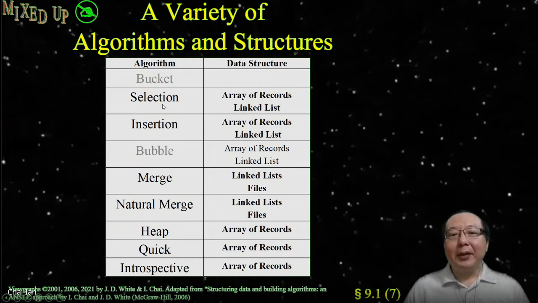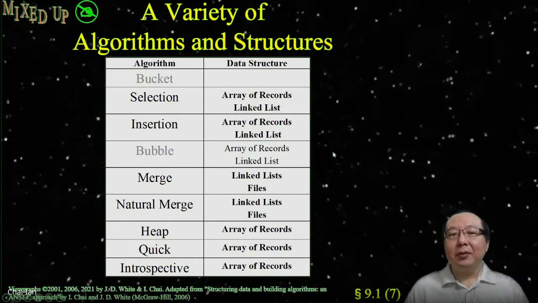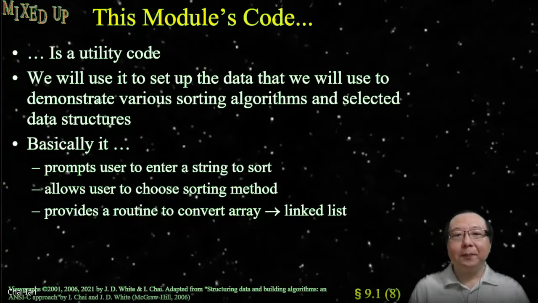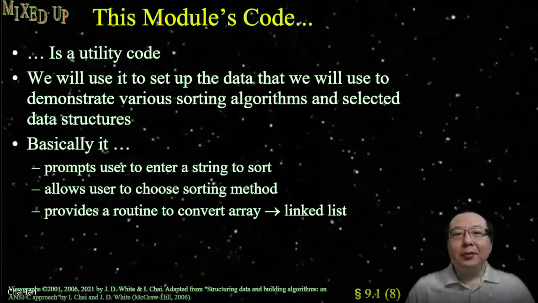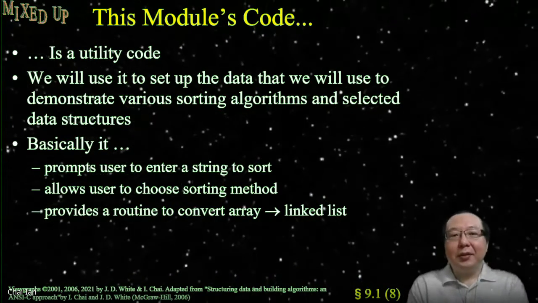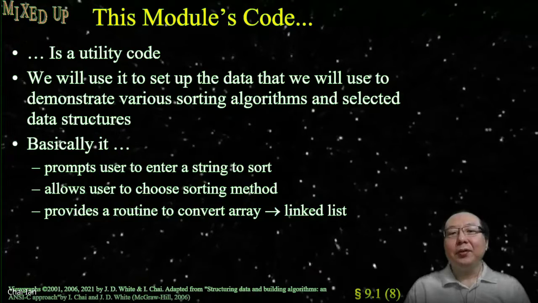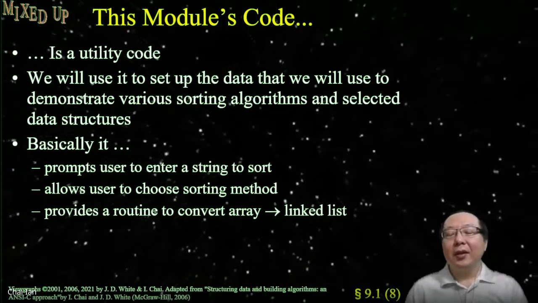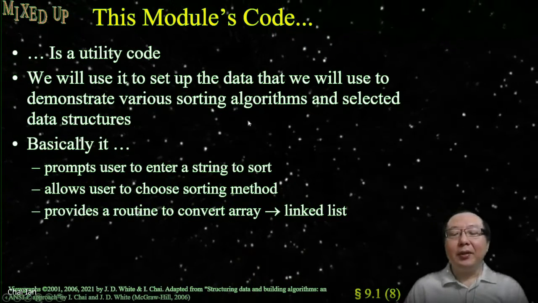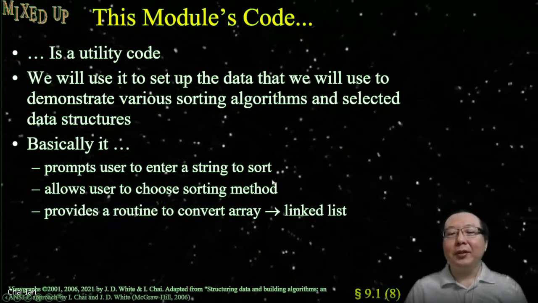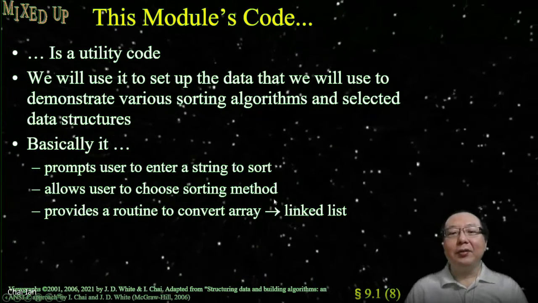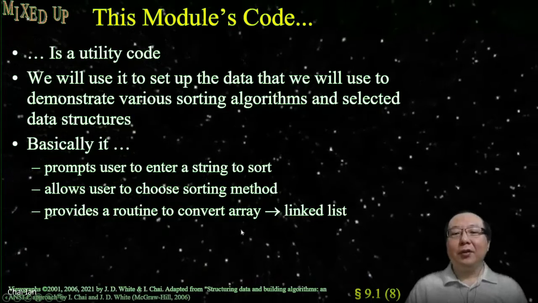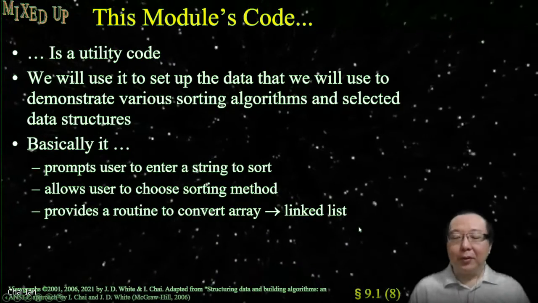So the bucket sort and bubble sort we are just going to talk about, but we don't actually implement in C++. So this module's code, this first section, is a utility code that we will use to set up the data that we use to demonstrate all sorts of different sorting algorithms and data structures. What it does is it prompts the user to enter a string to sort and then allows the user to choose the sorting method. And it also has a routine to convert arrays to linked lists, because some of these sorts we want to do using linked lists.